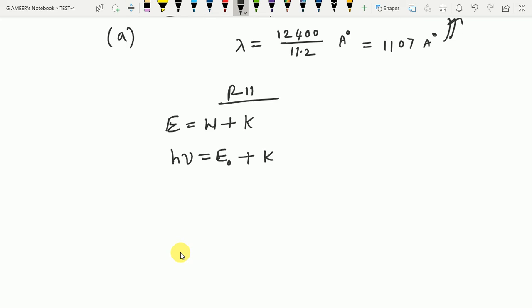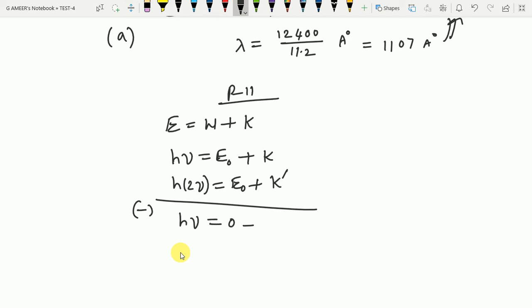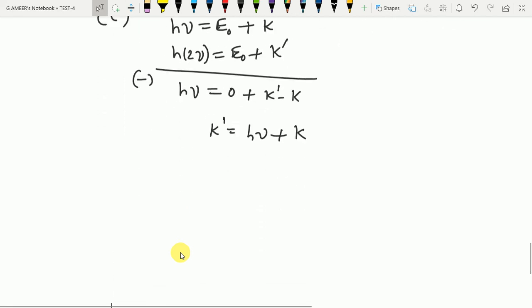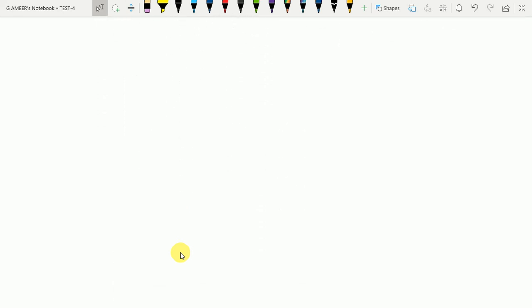In the next case the frequency is doubled, with no change in the work function, and let's say the kinetic energy is K prime. They are asking for the kinetic energy. Let us subtract these two equations. When I subtract, I get h nu, I get 0 for the work function, and K prime minus K. So clearly K prime is equal to h nu plus K. The best match is option C. So this is P11. Let us go for the P12 problem.